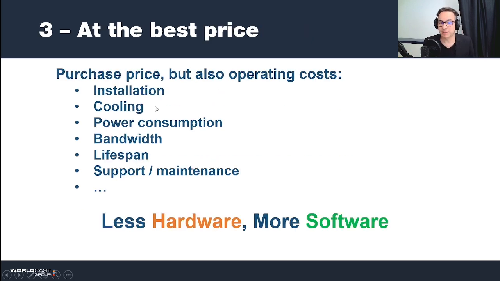Third point, at the best price. Of course, we want to reduce the cost. Here, one very important point that you may already know: it is not only about purchasing price, but also about operating costs that are usually more expensive than the purchasing price, actually. So you need to look at the installation cost, the cooling, the power consumption, the IP bandwidth, the lifespan of the component, and also the support and the maintenance. One basic rule that we will use for this presentation today is to use less hardware and more software.